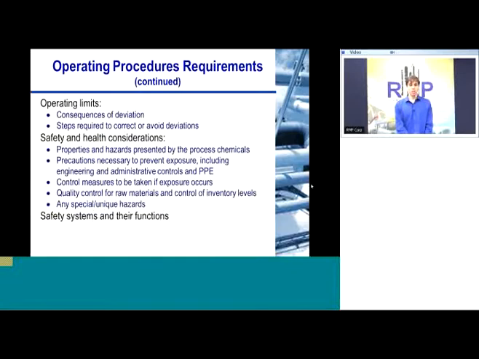Procedures must also address safety and health considerations. These include hazards of your chemical, PPE required, or other engineering controls or administrative controls you need to have in place, unique or special hazards in that sense. And safety systems and their functions must also be addressed. This can include things like safety interlocks, emergency shutdown systems, things of that nature.